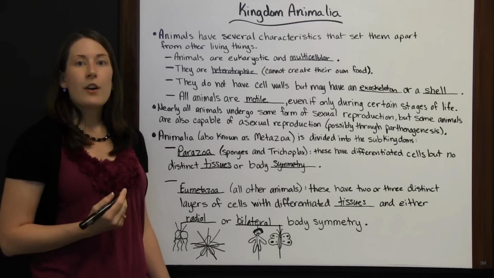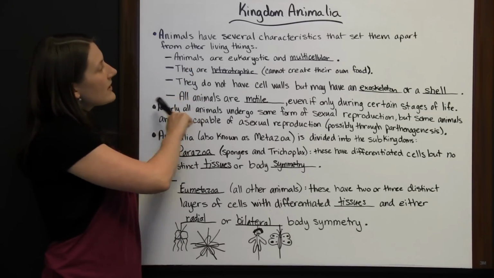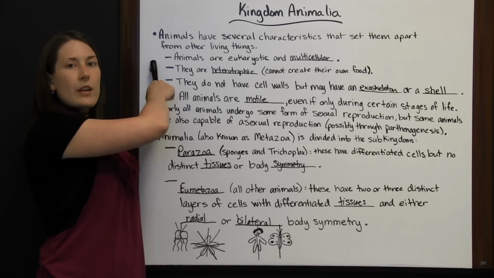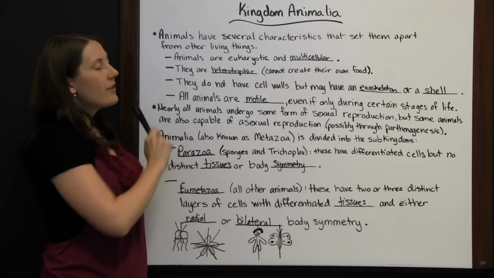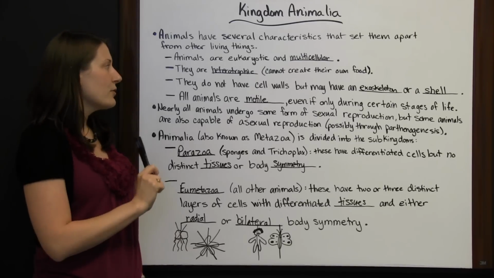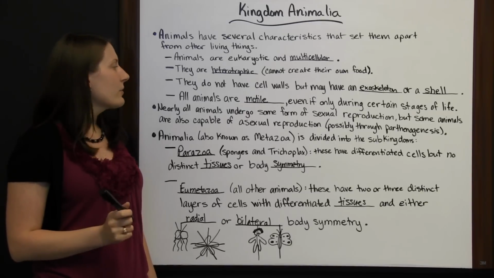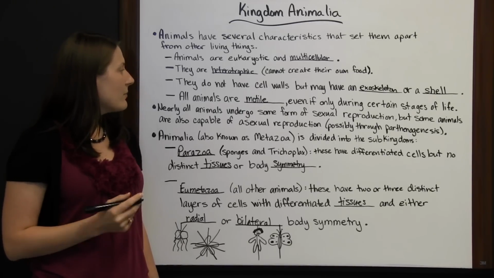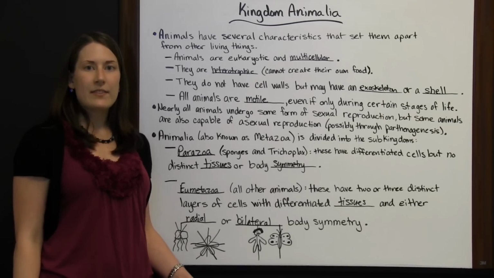So whenever you are thinking about kingdom Animalia, remember these certain characteristics that set them apart. They're eukaryotic and multicellular, made of more than one cell. They are heterotrophic. They cannot make their own food and must receive nourishment from other sources. They do not have cell walls, but may have an exoskeleton or a shell, and all animals are motile. They are able to move, at least at some stage in their life.